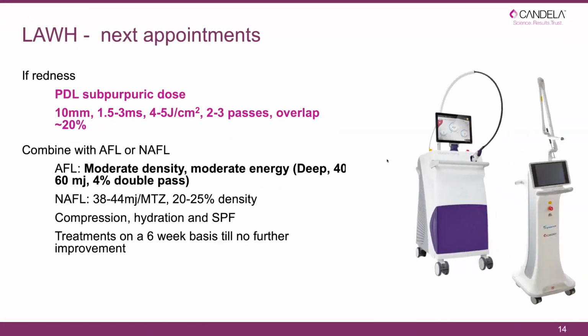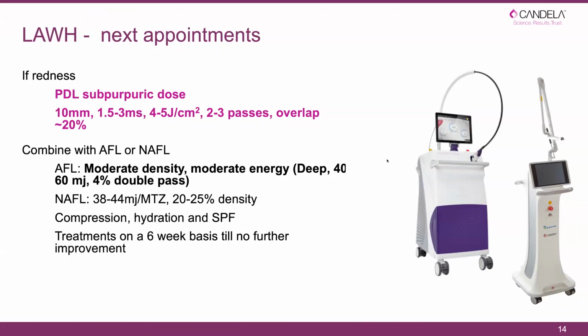On the next appointment, if we schedule at 4 weeks, we still should use the PDL with purpuric dosing. And at this stage, as we are in the transition to the proliferative phase, it's important to use an ablative or non-ablative fractional laser to induce the heat shock proteins release to regulate the collagen deposition.